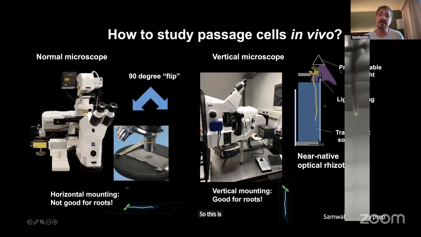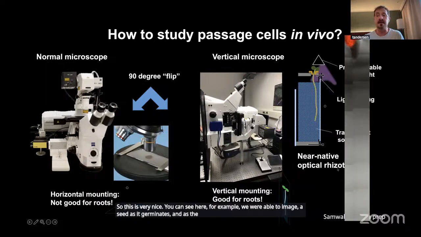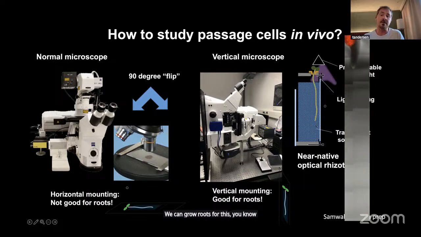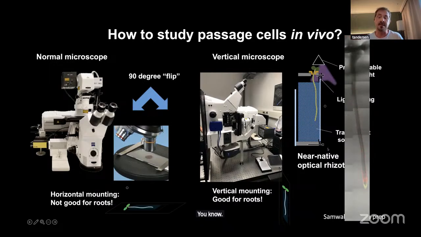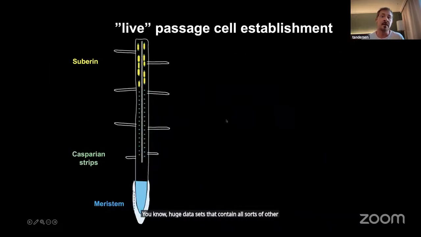You can see here, for example, we were able to image a seed as it germinates and as the root keeps growing downward. So we can grow roots for this, essentially as long as it takes. We can image. I think our record is currently 14 days of continuous imaging where we can get images. And that's, of course, huge data sets that contain all sorts of other problems.